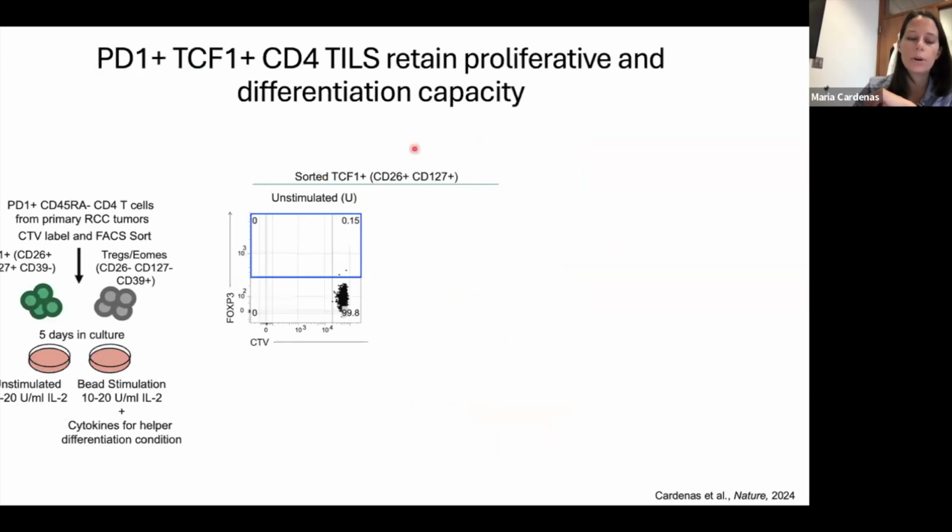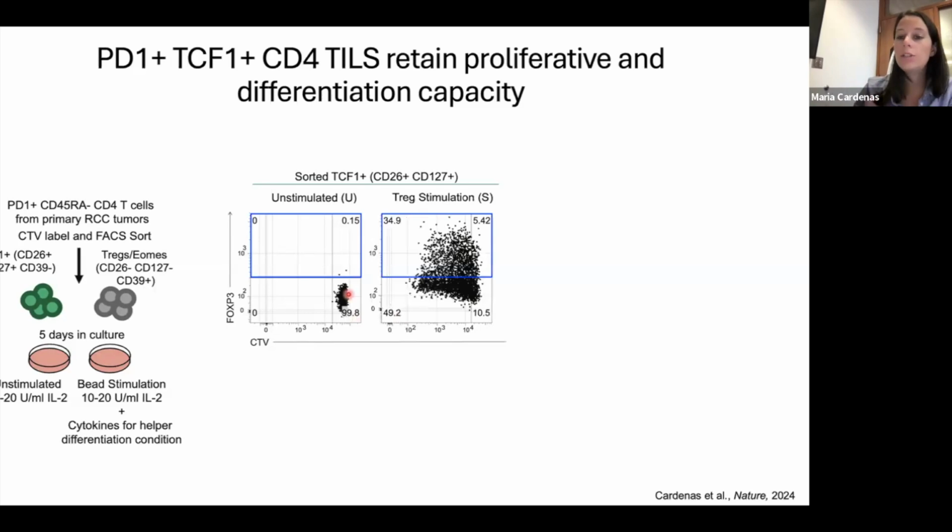And so what we find if we place these TCF1 positive cells under unstimulated conditions, they survive really well and they maintain their undifferentiated state. They're still PD-1 positive, they retain CD26, the IL-7 receptor, but they do not upregulate any transcription factor that's associated with a lineage. If we add TGF-beta and bead stimulation, these cells are very capable of undergoing many rounds of division and also upregulating the FOXP3 transcription factor, which is associated with that TGF-beta polarization.